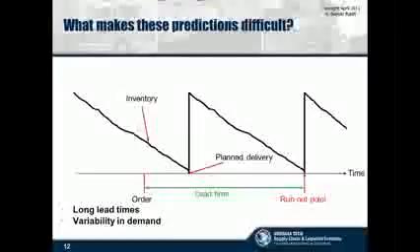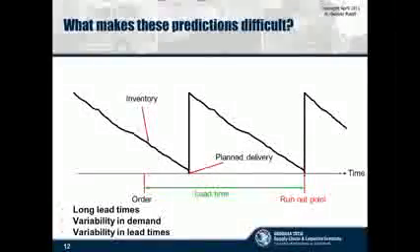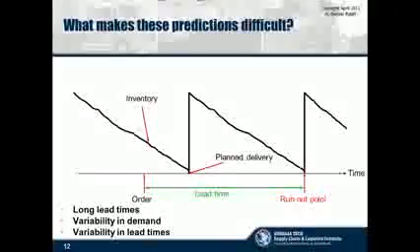Another thing is variability. If I have variability in demand, if the demand is fixed all the time, then it makes it much easier to determine when I'm going to run out. The more variable the demand is, the harder it is for me to predict. Similarly, if I have variability in lead times, it makes it much harder for me to predict how long it's going to take to get the product. So long lead times cause me a problem. Variability in demand causes me a problem. Variability in lead times causes me a problem.